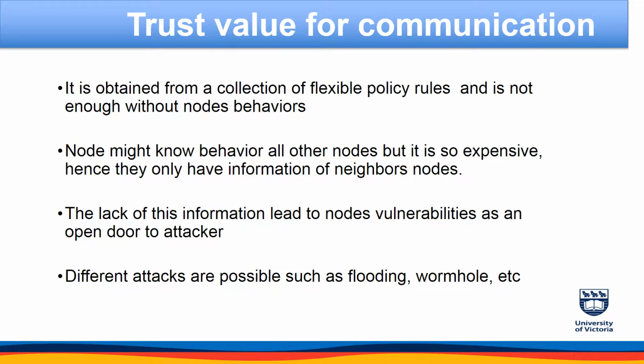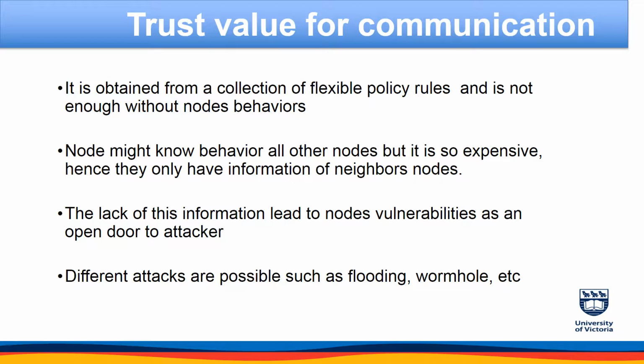In addition to the stated vulnerability of MANET, communication and the addition of new nodes is also a big problem. The trust value is a value obtained from a collection of flexible policy rules. One example of a policy rule is that when a node is directly connected to another, they might fully trust each other. This is another challenge, because even if they are neighbors, it doesn't mean that they are secure. It is not enough for the nodes to trust each other.